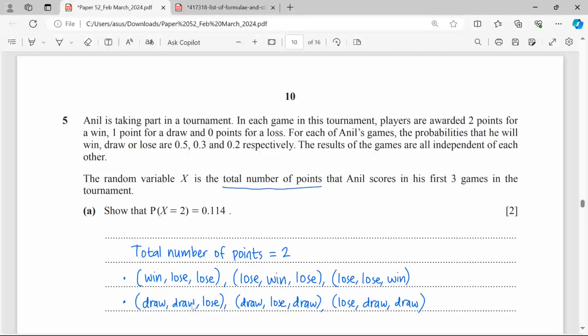The first one is draw, the second one is draw, the third one is lose. Because when we draw, we only get 1 point. So this is 1, this is 1, this is 0. 1 plus 1 plus 0, that means the total number of points is 2.